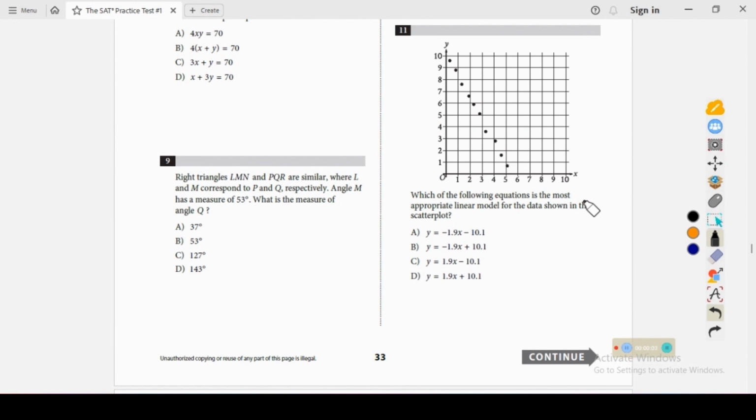In question number 11, we have a scatter plot. The statement is, which of the following equations is the most appropriate linear model for the data shown in the scatter plot? To find the most appropriate linear model, we have to substitute the values of x in the equations to find the values of y. We can take any of the x values, but I am choosing the value of x as 1. So we are substituting the 1 in the equations.